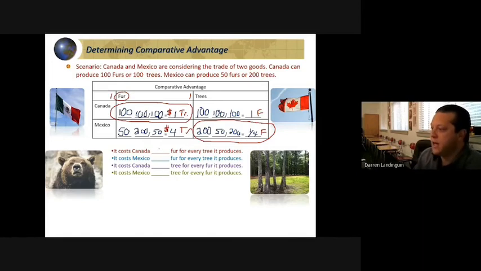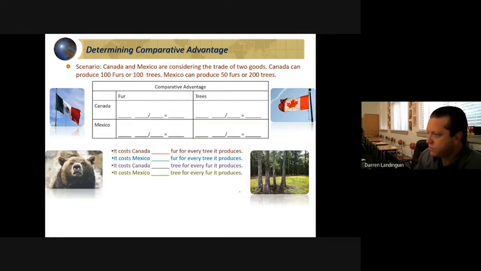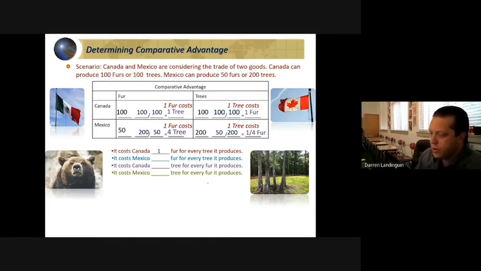All right, now we break this down below, and let me go ahead and clean this up a little bit. So we've got our numbers here, so you can look at that maybe a little cleaner. There's the costs. Okay, so again, it costs Canada 1 fir. For every tree it produces, it costs Mexico only 1/4. It costs Canada 1 tree for every fir it produces. It costs Mexico 4. So again, comparatively, who is it cheaper for in the production of the goods and services?